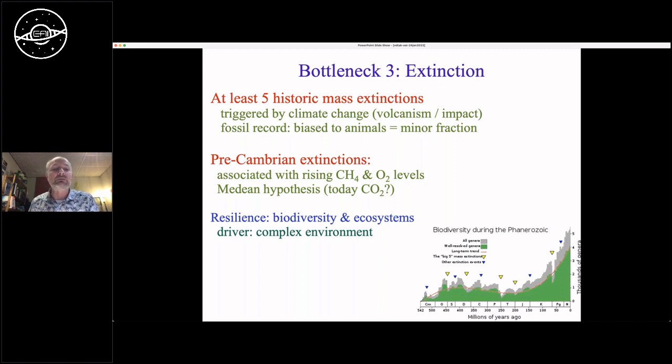And the driver for biodiversity and also for ecosystems is to have a complex environment where conditions change from place to place, so that there is a need for many species, each having their own sort of niche habitats somewhere on the planet.